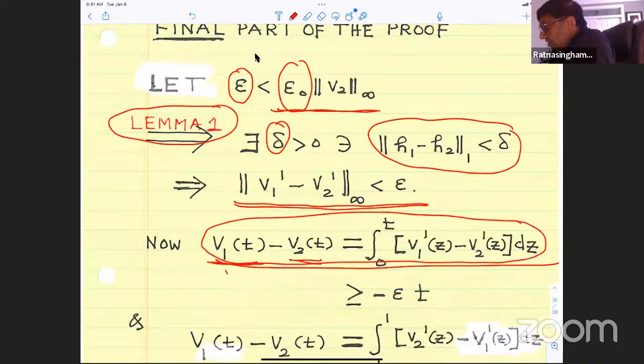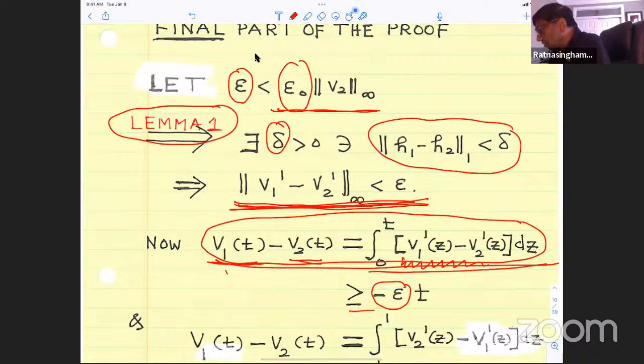But because of this, I can always bound this by greater or equal to minus epsilon, because in the sup norm it is less than epsilon. So I could always bound v1 prime of z minus v2 prime of z to be greater or equal to minus epsilon. That means this integral will turn out to be greater or equal to minus epsilon times t, right?